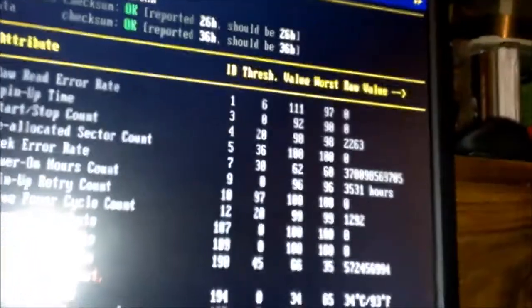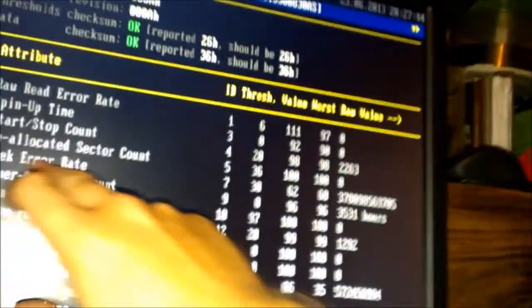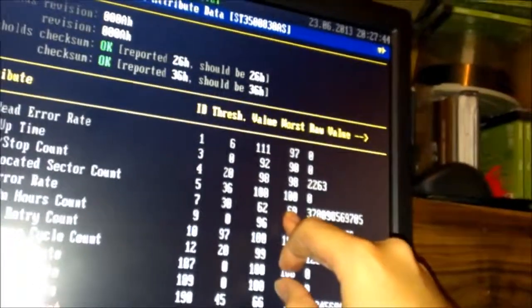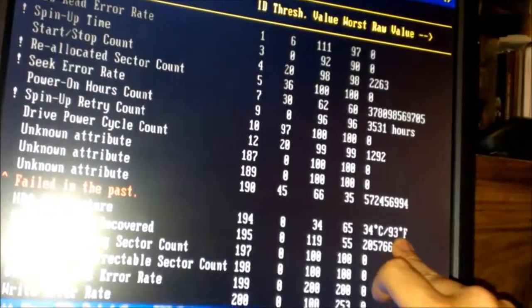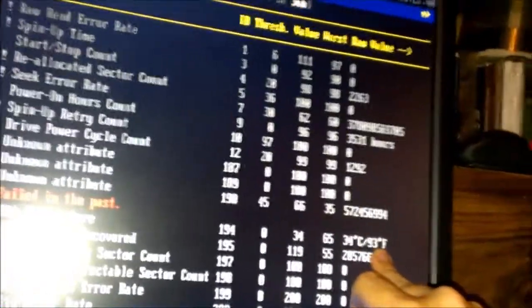So it's just a performance issue really. It doesn't really matter. But like I said, relocated sector count, if it's anything above 100, definitely consider replacing your hard drive. The temperature, mine's at 93 degrees Fahrenheit just because it's 90 degrees outside.